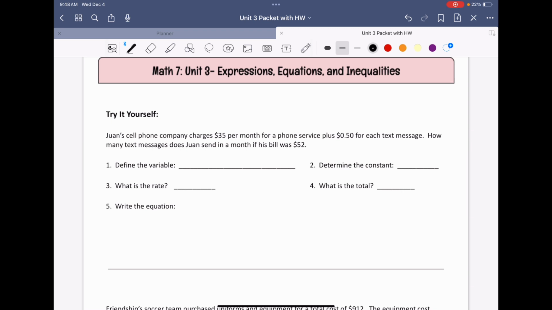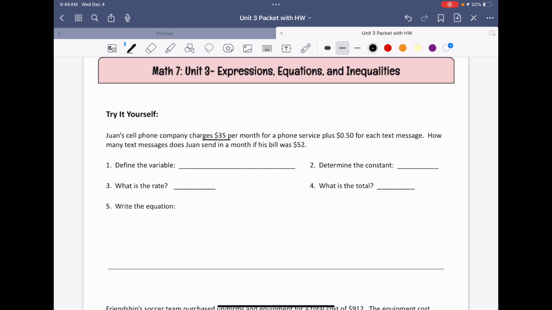I'll read this. It says, Juan's cell phone company charges $35 per month for a phone service plus 50 cents for each text message. How many text messages does Juan send in a month if his bill was $52? Okay, so I'm going to let you try this one on your own. Go back, highlight, underline, circle the key words, and try to set it up on your own. So pause the video. When you're all set, check with what I have.